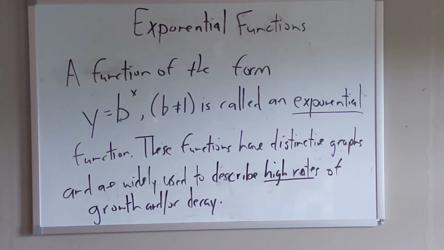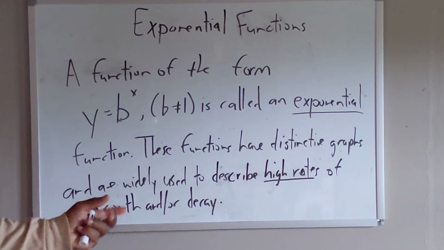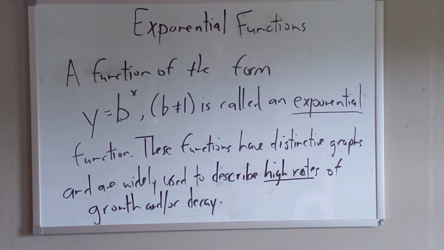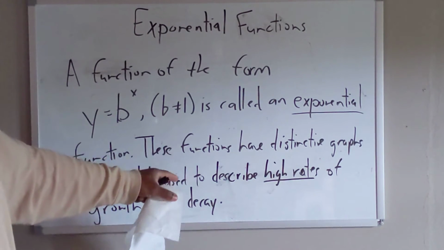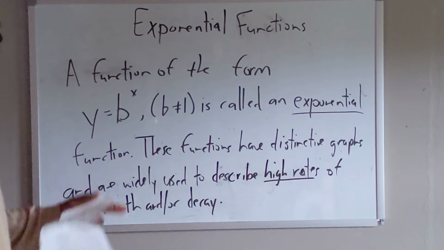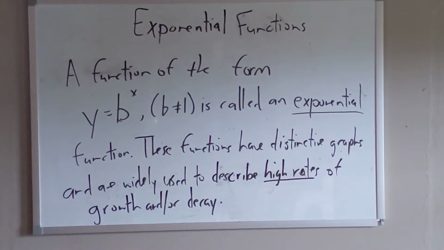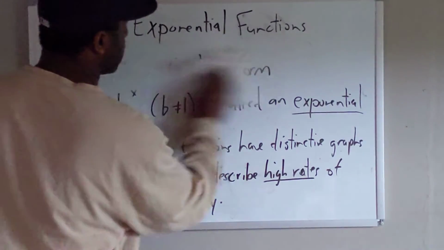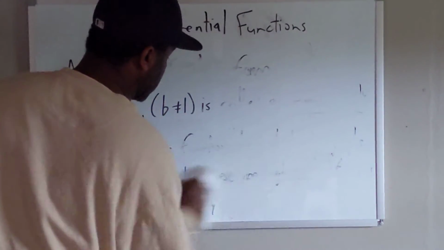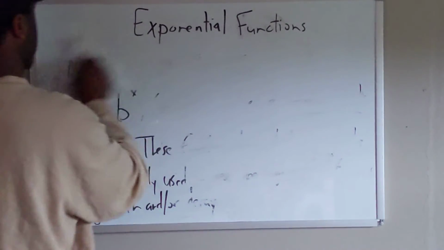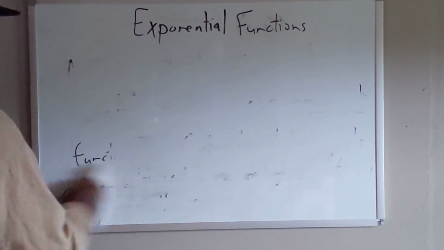All right. Now, what's the root word for exponential? Exponent. So that means it's raised to a certain power. Once again, I want to say these graphs and functions are widely used to describe high rates of growth and or decay, which basically means the opposite of growth. All right. So now, let me give you an example of what we mean. The first thing I want to do is talk about the growth right here, and why we say something is rising exponentially.